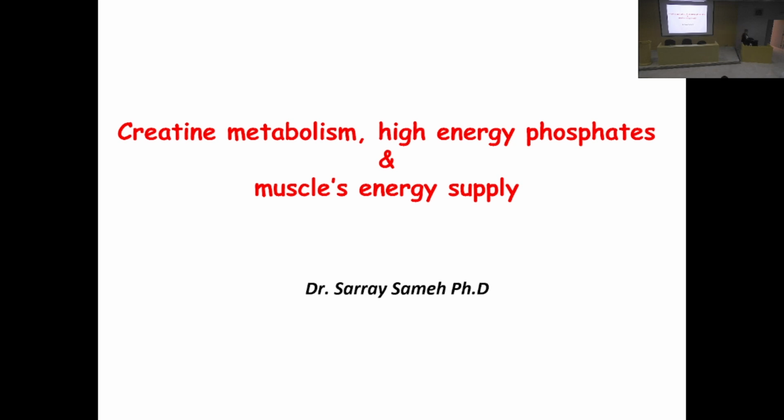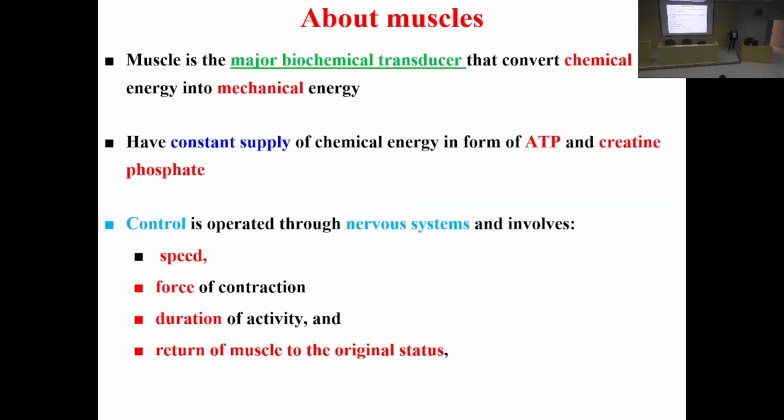Anyway. All right. So the resource of today is about creatine metabolism, high energy phosphates, and muscle energy supply. You know that the muscles are the only organ that can transform the ATP, or any source of energy, into mechanical activity, muscle contractions. This muscle contraction requires energy. It can be ATP and it can also be creatine phosphate, or as we also call it, phosphocreatine.